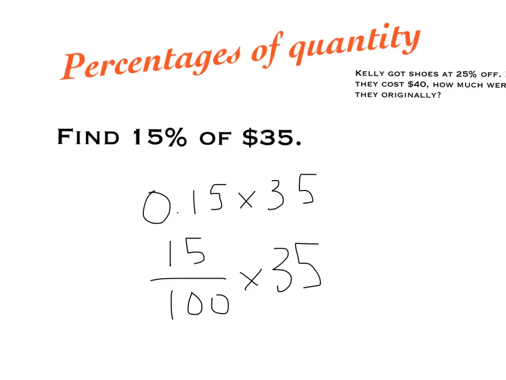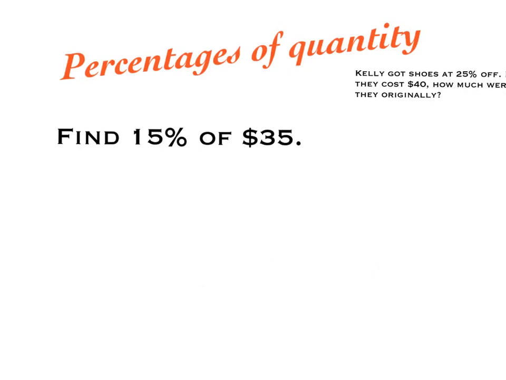Anyway, if I type it into my calculator, long story short, I'm going to come up with an answer of $5.25. So either 0.15 multiplied by 35 or 15 over 100 multiplied by 35. Cool. That's how I do it. So I'm saying 15%. It's either 0.15 or 15 over 100. Two ways I can write it. Okay, let's have a look at another example.